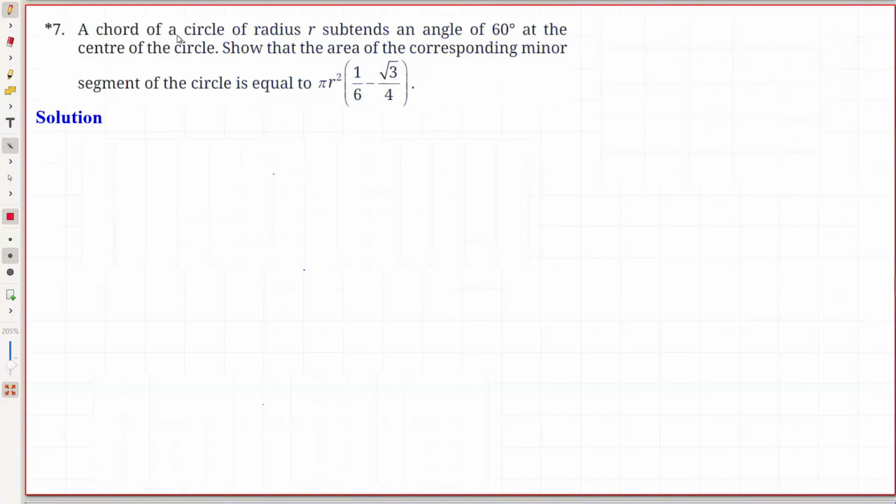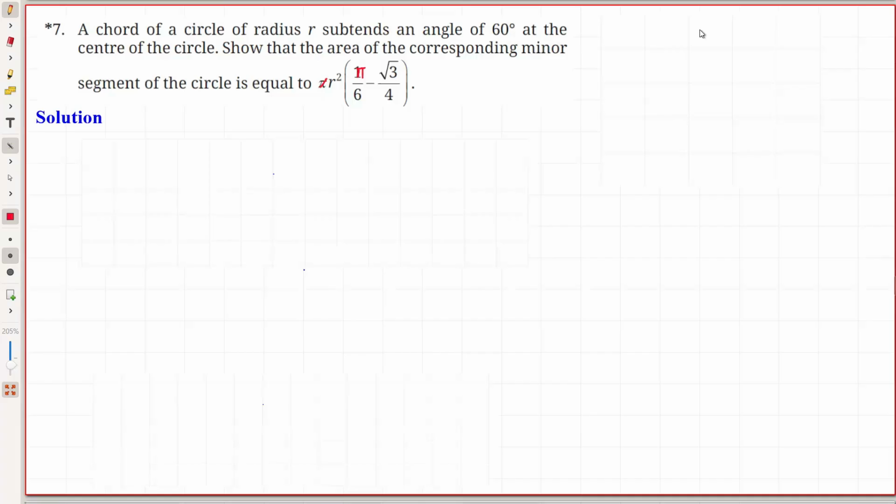Now, question number 7. A chord of a circle of radius r subtends an angle of 60 degree at the center of the circle. Show that the area of the corresponding minor segment of the circle is equal to pi r square, 1 by 6 minus root 3 by 4. Actually, there is a mistake in the question. This should not be pi r square, pi will not come outside. This should be pi by 6 minus root 3 by 4, that is the correct statement, and we have to prove it.